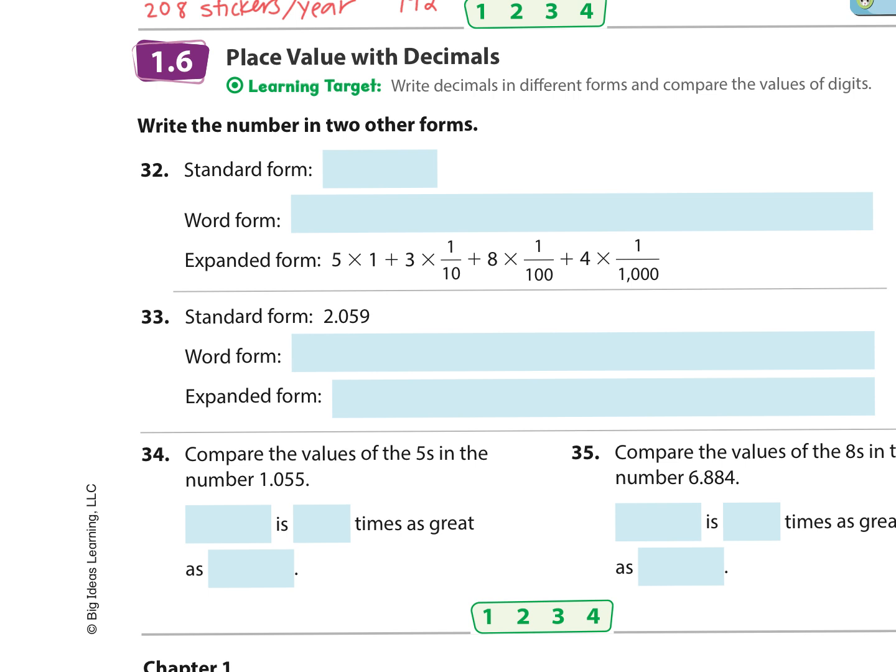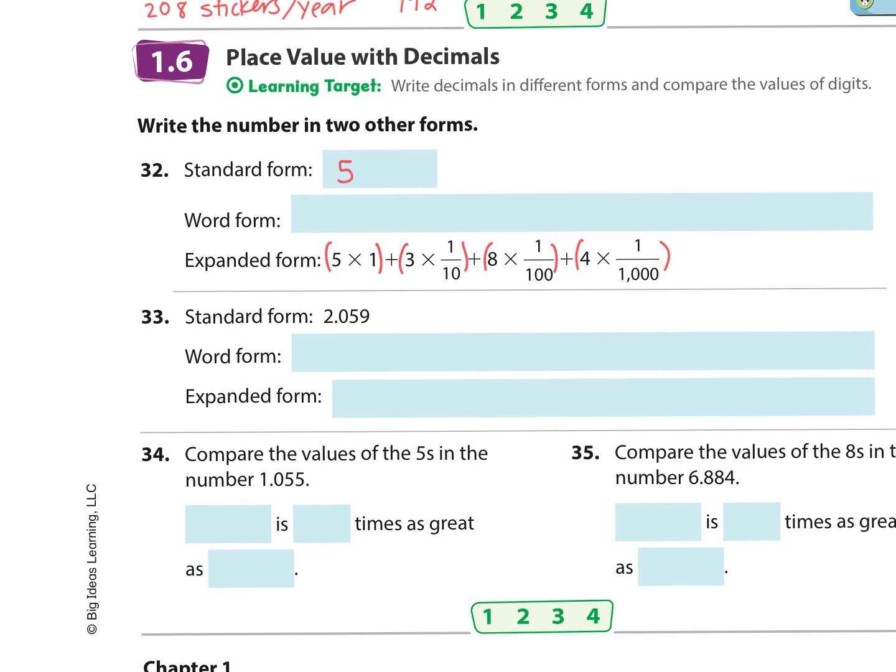32. Okay, let's look at 32 first. So it gives me a number in expanded form. So I'm given this number here. Now remember, sometimes you can put parentheses around them to make it look a little easier to see how they're breaking it up, because each of these is representing 1 digit. It's showing me how to get the value of 1 digit. So I have 5 times 1. That means that's 5. Okay, that's my whole number.